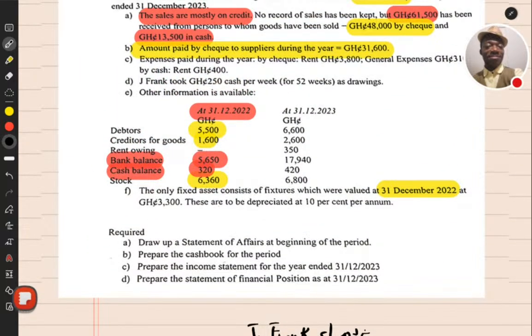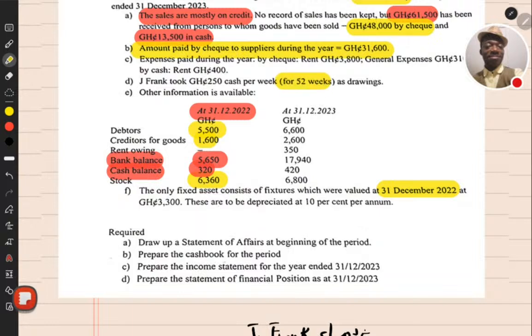Yes. So come back to transaction D. You said J. Frank took 250 cash per week. So you ask yourself, how many weeks do you have in a year? Every week J. Frank took 250, so for us to know the total amount of cash he took for the whole year, we just have to multiply 250 by 52 weeks. There are times the examiner won't give you this, so you're supposed to know that a year has 52 weeks, so that you multiply.